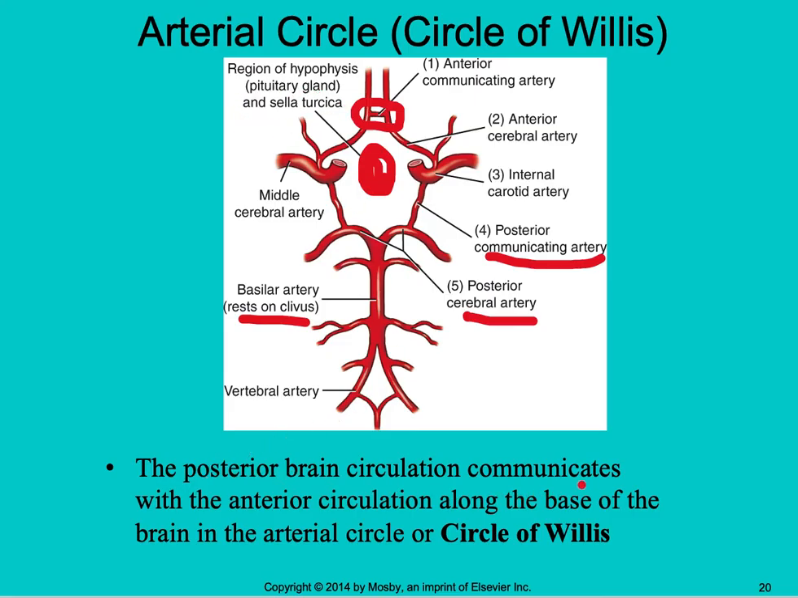So the posterior brain circulation communicates with the anterior circulation along the base of the brain in the arterial circle, or the circle of Willis. Certain aneurysms may occur in these vessels that make up the arterial circle, and they need to be well demonstrated on cerebral angiographic studies. The important master gland, the hypophysis, the pituitary gland, and its surrounding bony structure, the sella turcica, are located within that arterial circle like we talked about. Right in there.